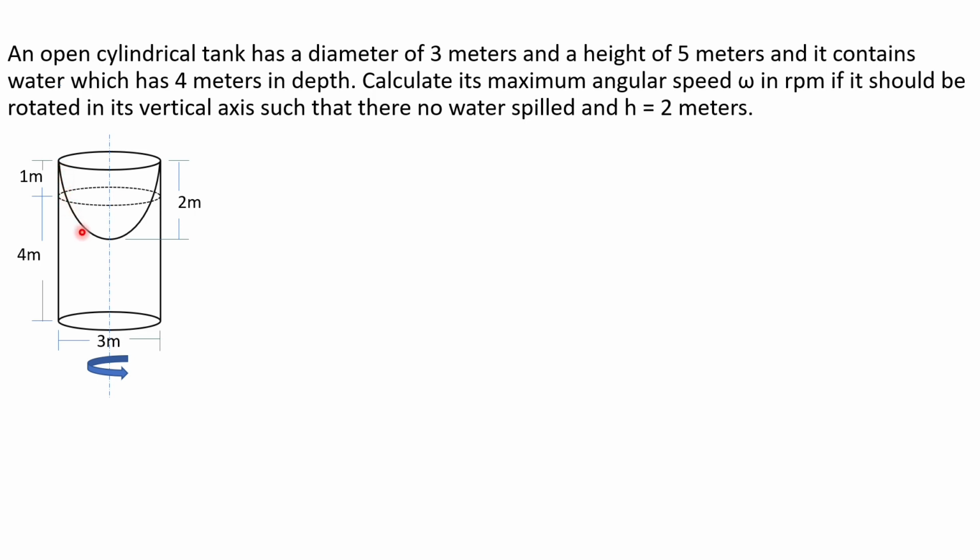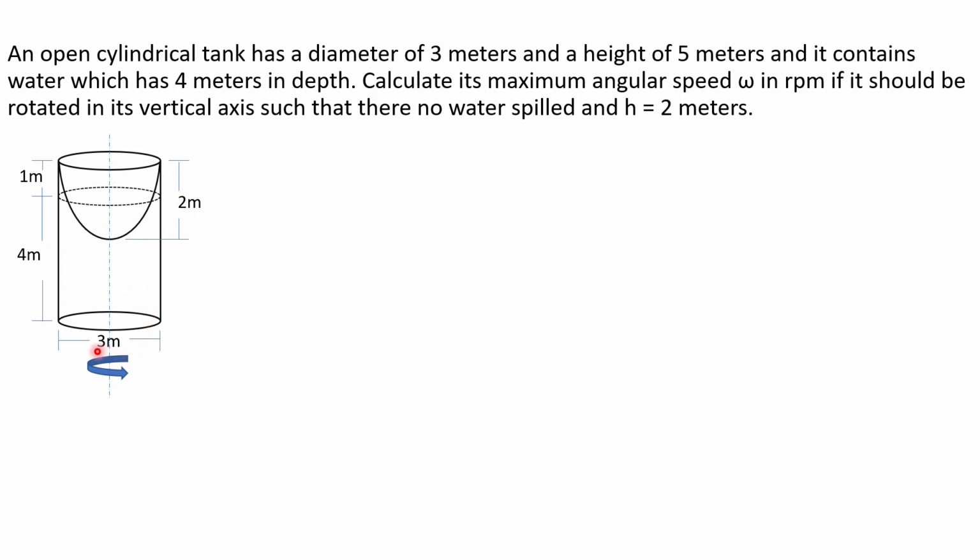And this paraboloid here, as we rotate the tank about its vertical axis, we form this paraboloid, and it is stated in the problem that the paraboloid has a height of 2 meters. Therefore, the paraboloid reaches the top of the tank, but the water is not spilled. So we need to calculate the speed of rotation such that there is no water spilled in the tank and the height of the paraboloid reaches 2 meters.